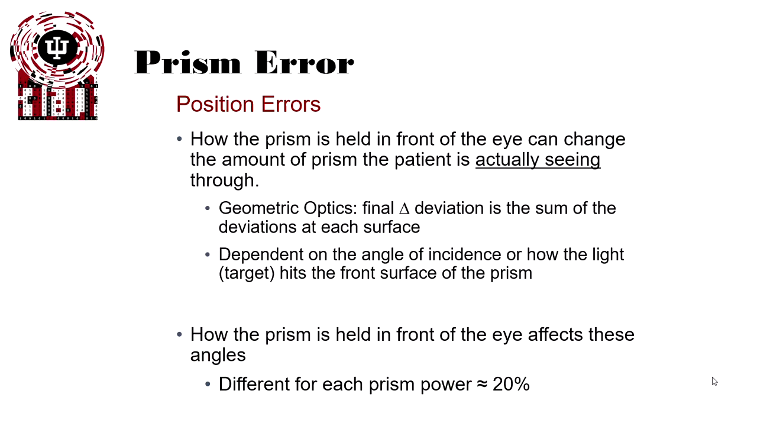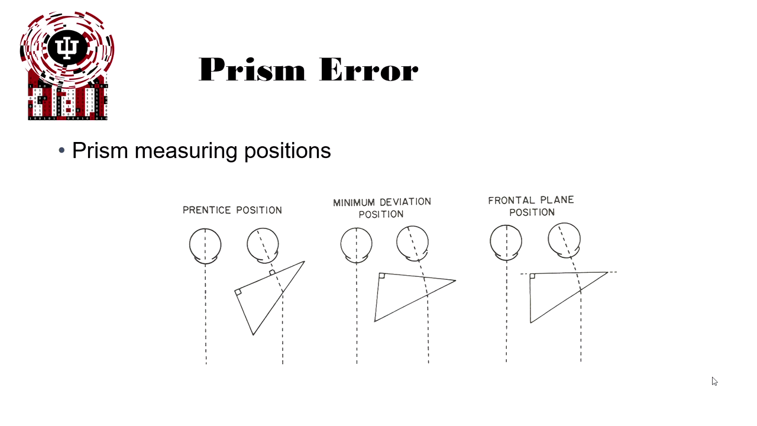The final prism diopter deviation is the sum of the deviations at each surface. This is dependent upon the angle of incidence, or how the light hits the front surface of the prism. How the prism is held in front of the eye affects these angles, different for each prism power, up to 20%. There are three main prism measurement positions.